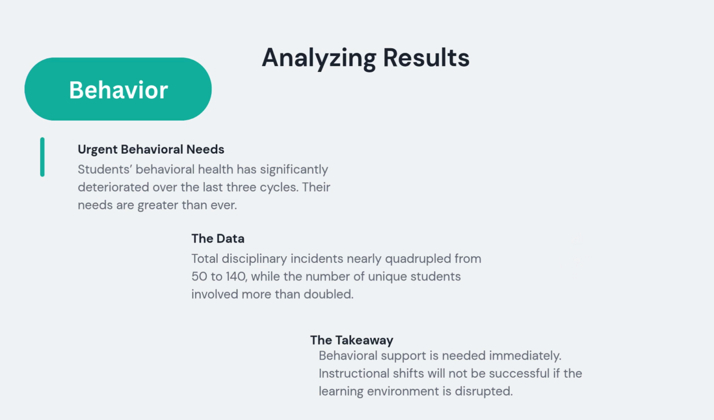Behaviorally, we also see urgent needs. The students' behavior needs have increased exponentially over the last 3 cycles. Their needs are greater than ever. The total disciplinary incidents increased from 50 to 140, while the number of unique students involved more than doubled. That tells us that behavioral support is needed immediately. Instructional shifts will not be successful if the learning environment is disrupted.